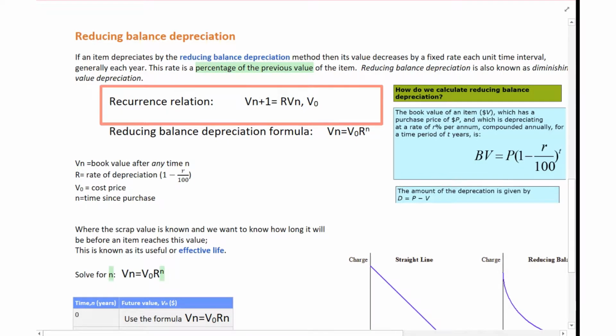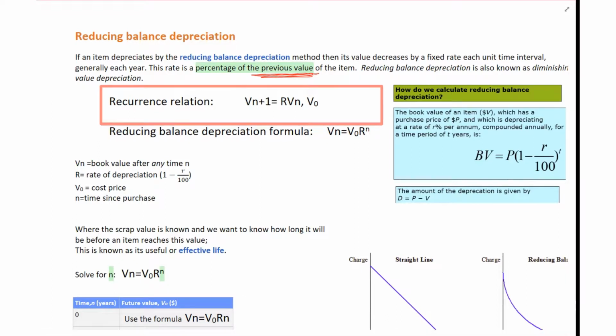Okay, so what we're looking at here is reducing balance depreciation. If an item depreciates by the reducing balance depreciation method, then its value decreases by a fixed rate each unit time interval. Generally, we're going to be looking at each year. This rate is a percentage of the previous value. So it's different to the flat rate, because remember, flat rate was a flat rate over each year. This is a percentage of the previous value.